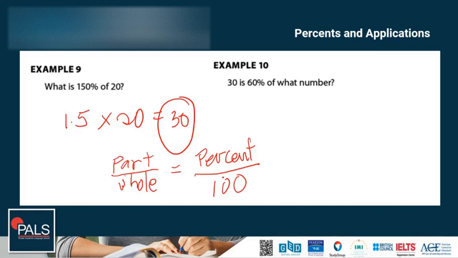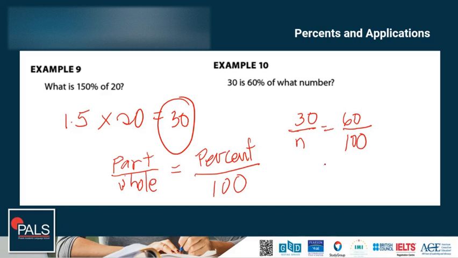Let's try example 10. 30 is 60% of what number? So here you have the part and the percent, and you are trying to find the whole. First, set up a ratio and let n represent the unknown number. So we have 30, and we are looking for the whole. So 30 over n is equal to 60 over 100. Now cross multiply to find the value of n.